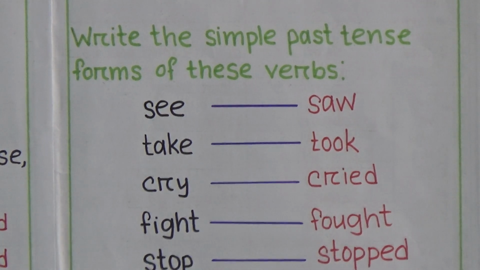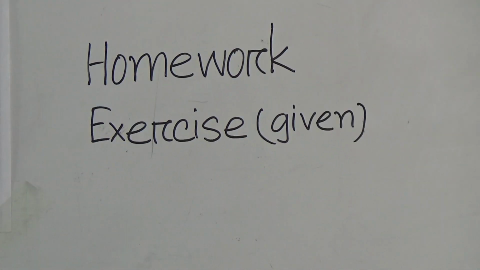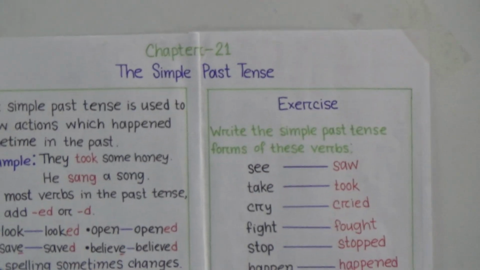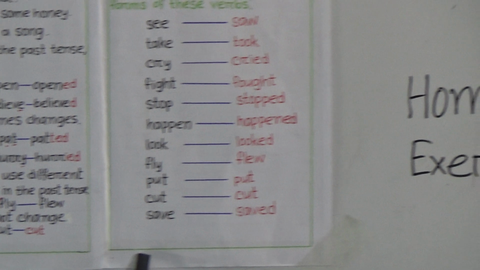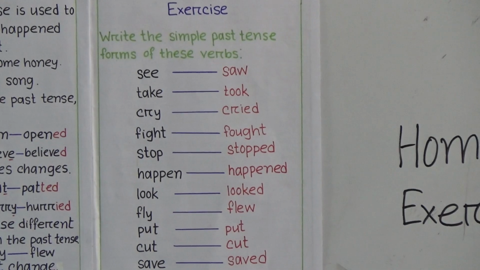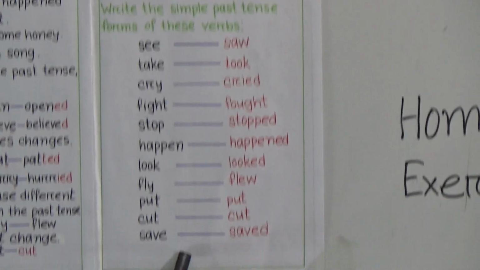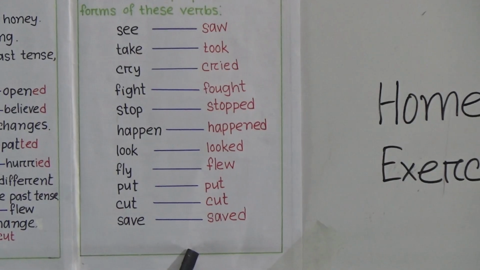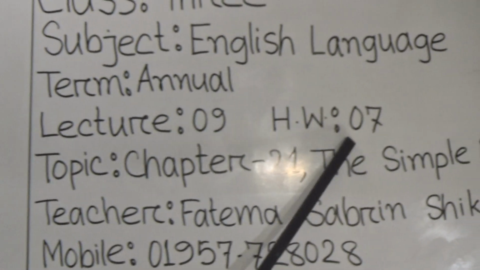Students, now it's time for your homework. Your homework will be the given exercise. It means from say to save. All this will be your homework. I'm repeating, your homework will be this given exercise. And don't forget to write the lecture number and homework number. Our lecture number is 9 and homework number is 7.